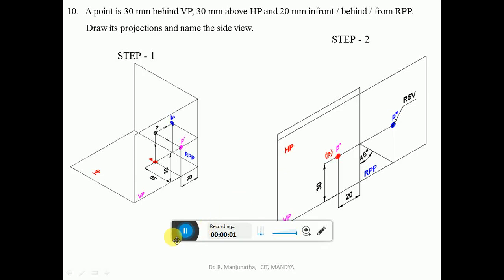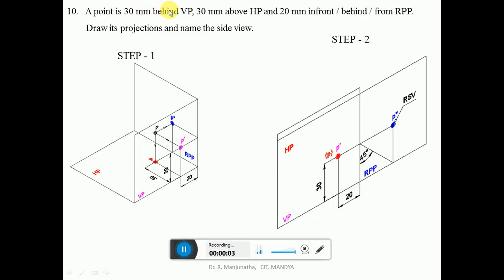A point is 30 mm behind VP, 30 mm above HP, and 20 mm behind RPP. Draw its projections and name the side view.